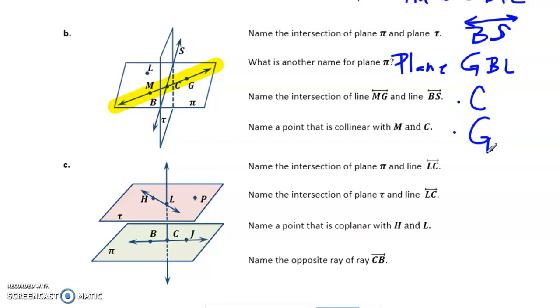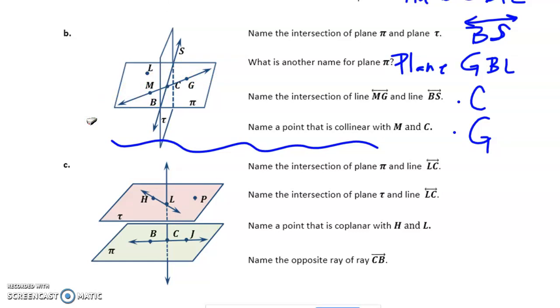Okay, so now the next 4 deal with the last figure. And we have 2 planes that are parallel to each other. They're not going to intersect, and we have a line on each plane, and then we have a line that goes through both planes, like a pencil going through both of those.